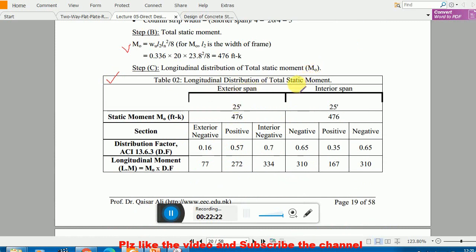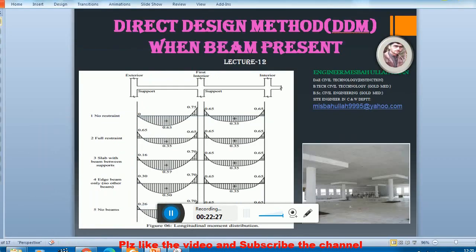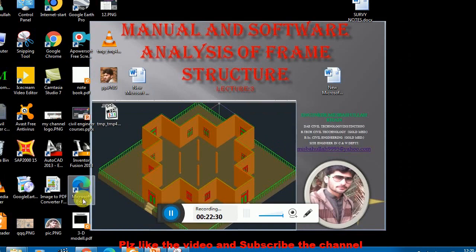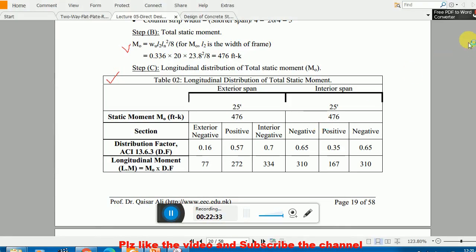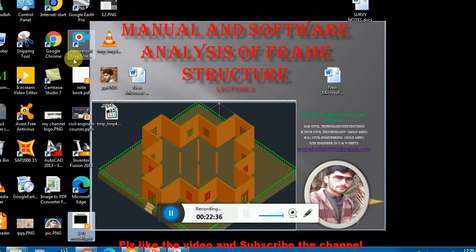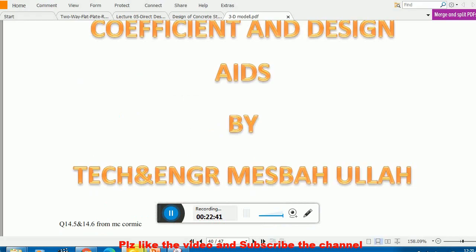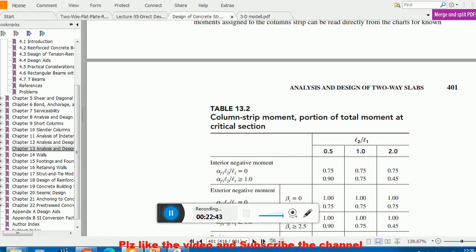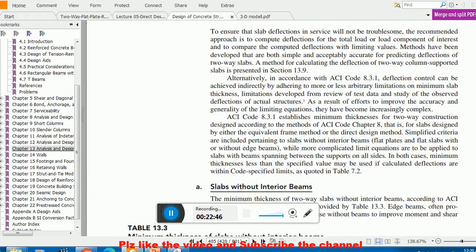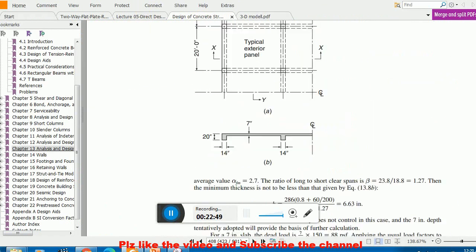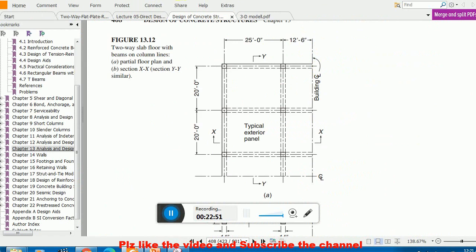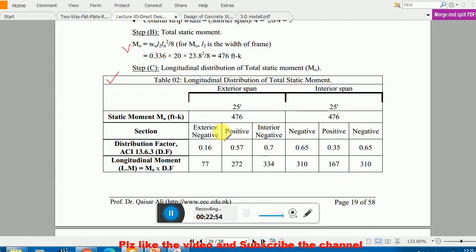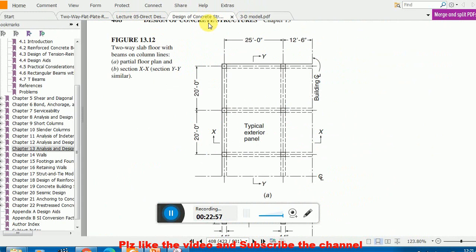for the exterior span, you see, we have 2 spans already. Let me show you where I have my example. I don't have that example here, but I think I have it in the Nielsen book. Here you see in this example, basically I have 25 feet and 25 feet. Now let me show you.